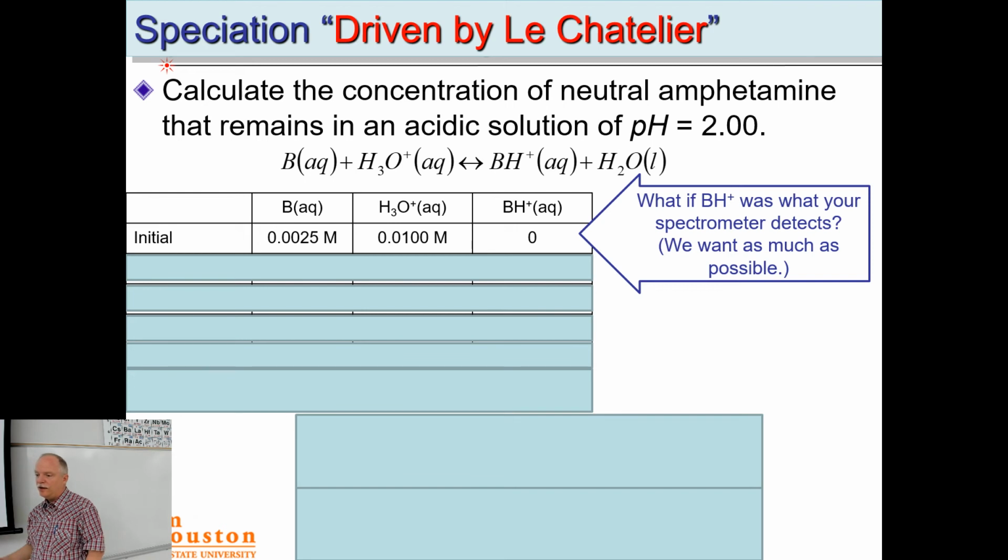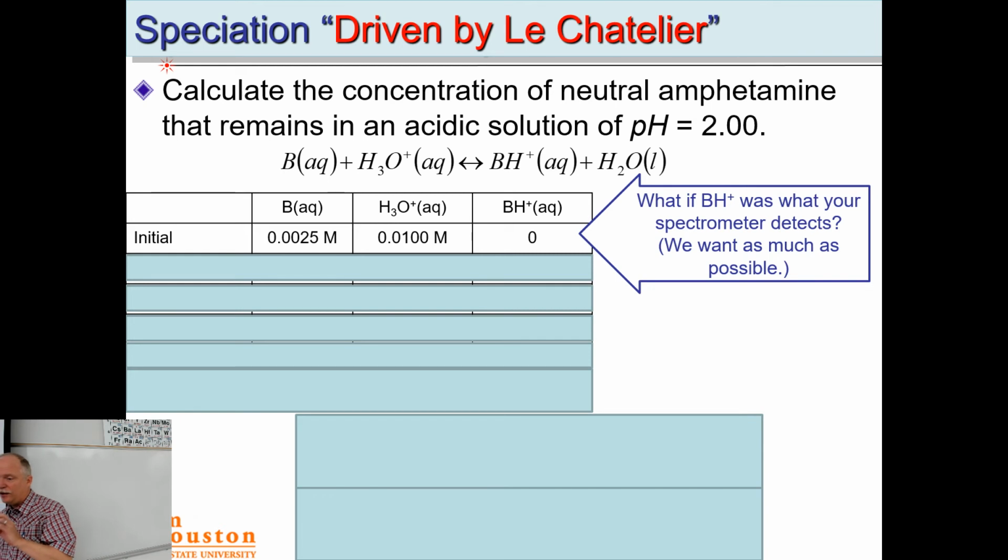And so this is the point here, if BH+ was what we were analyzing, then we want as much of it as possible. So we want to drive this reaction to the right as far as possible. And so if we want to protonate that base, it makes sense to put it in contact with an acid that's going to donate those protons. Remember that an acid is a proton donor. That's one definition of an acid. And so we want to put a lot of proton donors in solution so that when they see the base, they go, hey, have my proton. This is my life. I live to donate my protons.